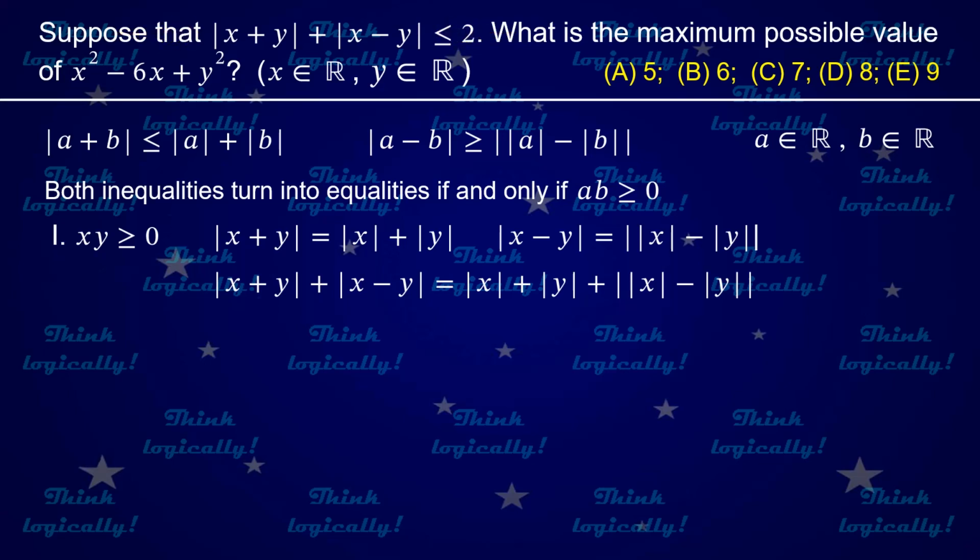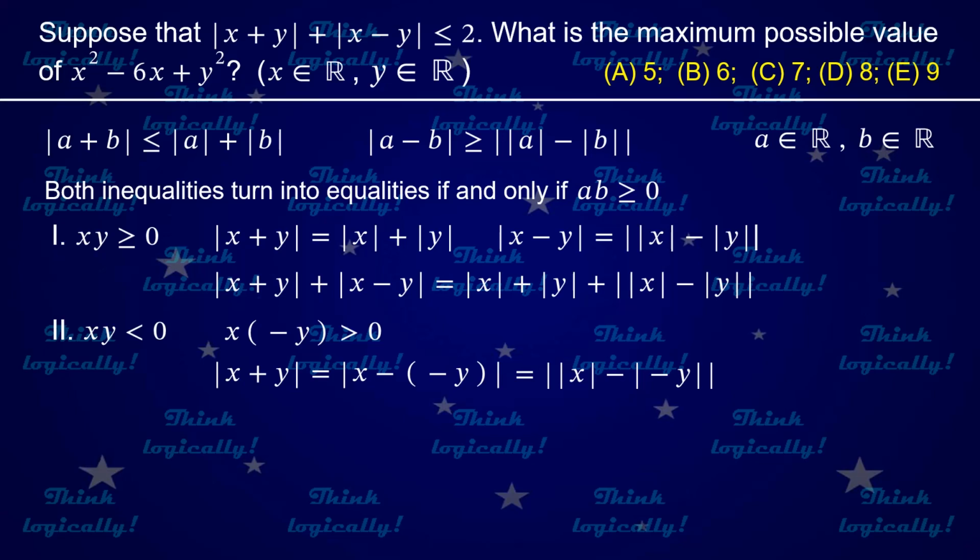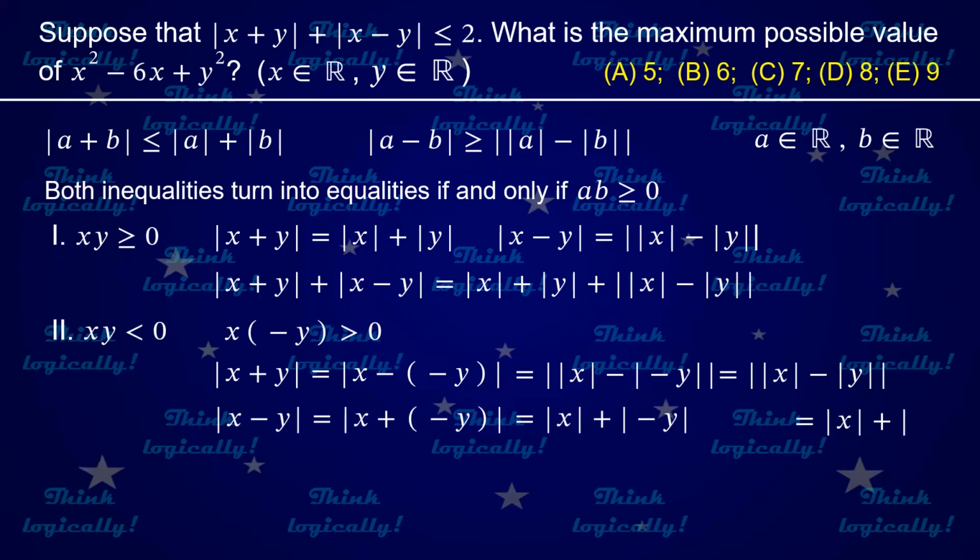Let's see what we get when xy is negative. In this case, x times negative y is positive. So we write that the absolute value of x plus y equals the absolute value of x minus negative y, and apply the equality to x and negative y. Now, since absolute value is an even function, we can drop the minus before y. In a similar way, we can get the expression for the absolute value of x minus y.